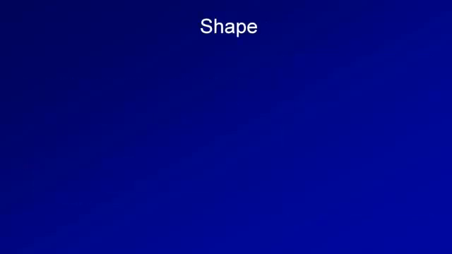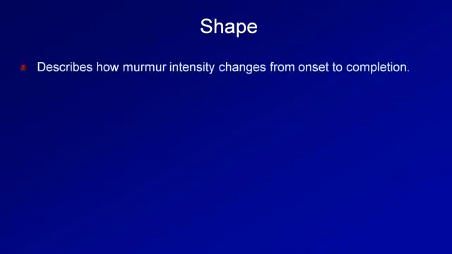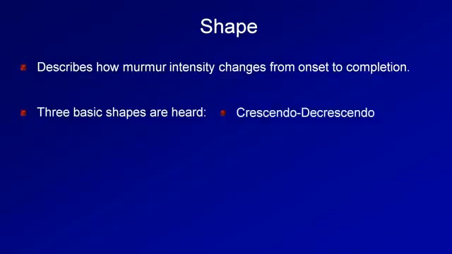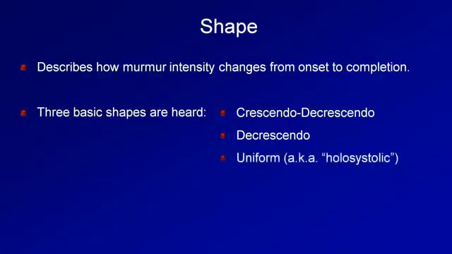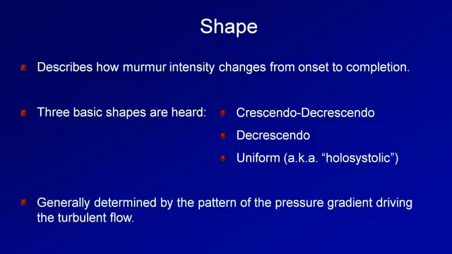The shape of a murmur is perhaps the most frustrating of characteristics for a trainee to appreciate, and the one in which having a naturally good ear is the most helpful. The shape describes how murmur intensity changes from onset to completion. There are 3 basic shapes: crescendo-decrescendo, which means it first grows louder and then softer; decrescendo, in which it starts loud at the very beginning and then tapers off; and uniform, also called holosystolic when occurring in systole. Uniform murmurs are the same volume for their entire duration. The shape of a murmur is generally determined by the pattern of the pressure gradient driving the turbulent flow.